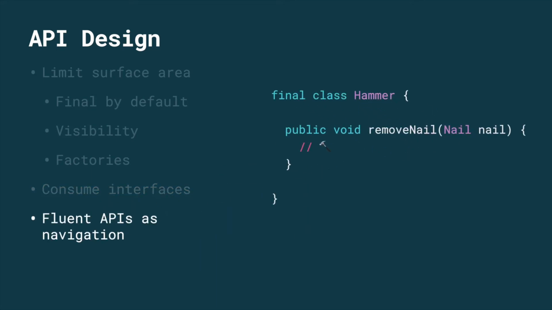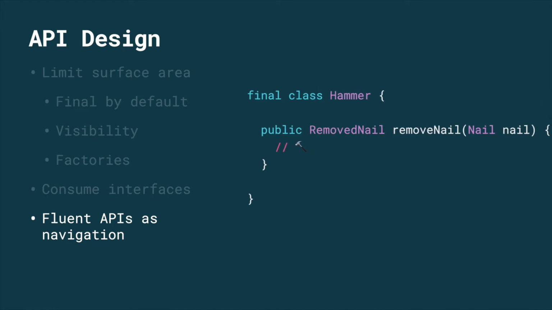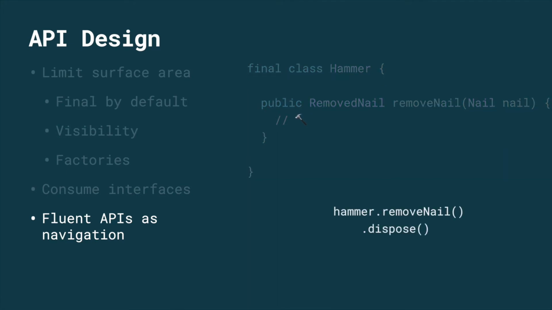Next is using Fluent APIs as a form of navigation. Now, Fluent APIs, especially if you've worked with a builder, we're all familiar with it. By using it as a form of navigation, what I mean is that, say we have this remove nail function here. Whenever you remove a nail, then you might want to immediately do something with it. Perhaps dispose of it or recycle it or something.